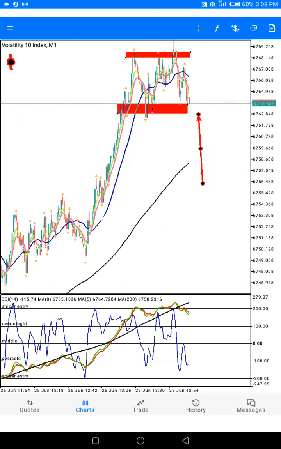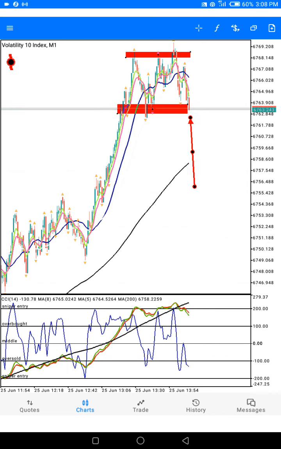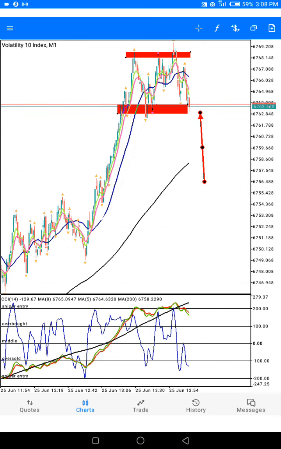Let's watch it and see how the market is going to play. Immediately it breaks this level, we consider it a sell. Okay, let's wait for it. It might not do a retracement. The market might not retrace, but let's just wait for it. It's still testing the zone. I think it's going to sell, but let's wait for it.